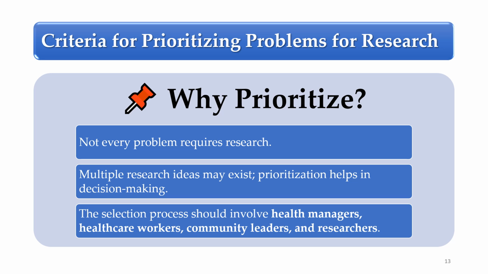So, moving forward, I want us to discuss the criteria for prioritizing problems for research. Why are we talking about prioritization? We are prioritizing because, one, not every problem requires research, but two, you might have multiple research ideas. That means you need to prioritize and agree on which problem to address. Thirdly, the selection process could involve more than one stakeholder.